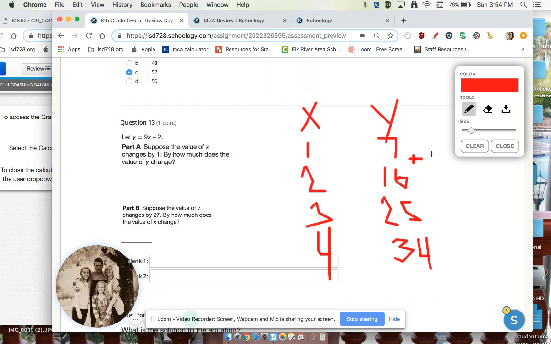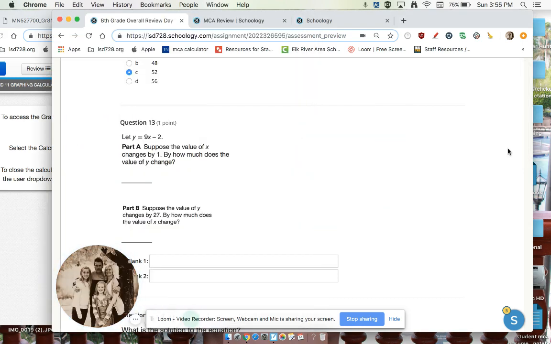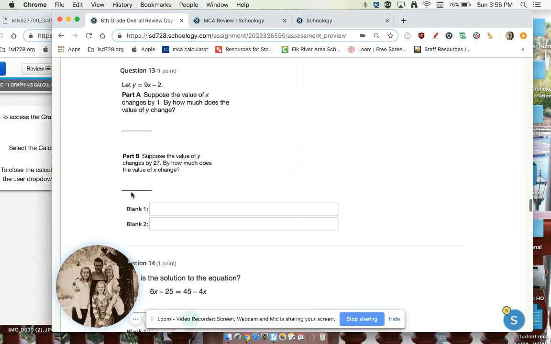And then 25, from 16 to 25, I'm going to go 25 minus 16 is 9. And then I'm going to go from 25 to 34. So 34 take away 25 is also 9. So it looks to me as my x increases by 1, my y increased by 9. So I would type in 9 there.